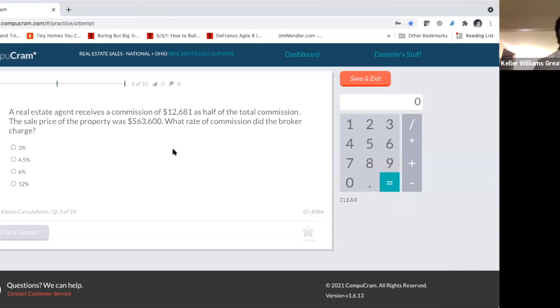Question number one. A real estate agent receives a commission of $12,681 as half of the total commission for the sale price of a property that was $563,600. What rate of commission did the broker charge? A, 3%, B, 4.5%, C, 6%, or D, 12%? And just go ahead, A, B, C, or D, drop it in the chat box once you have it. We'll answer with what the group feels is the best answer, and then we will go from there.